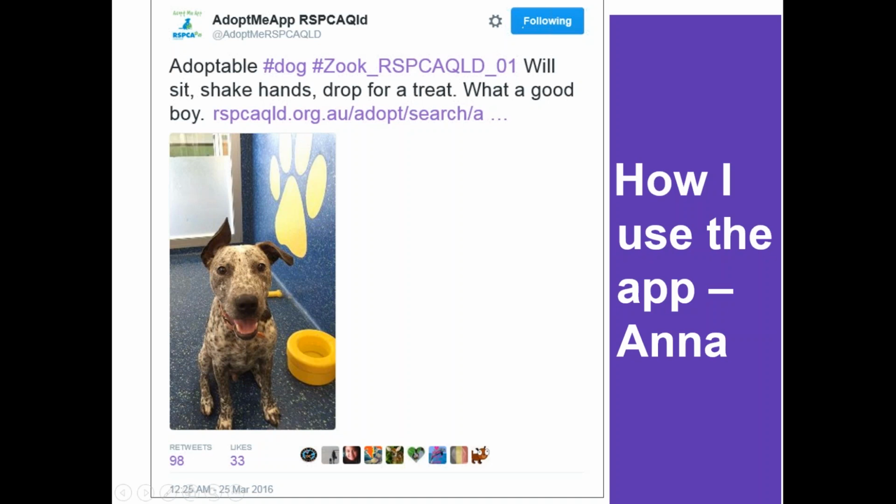Can I ask a question? Yes. So are we keeping track of, if it's a high retweet, when are they adopted out? Is there somebody making a spreadsheet of what might be affecting the adoption rate or how quickly they get adopted out?